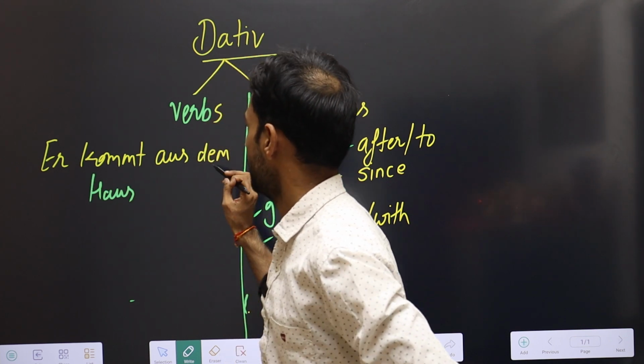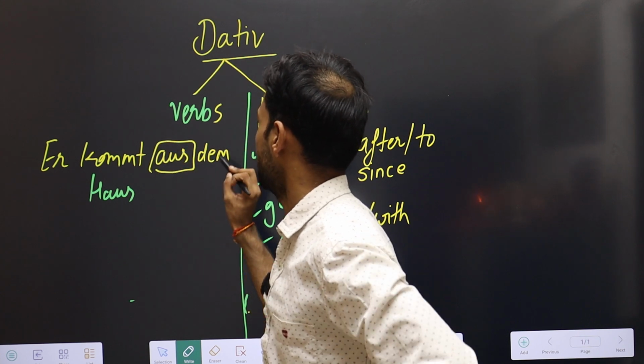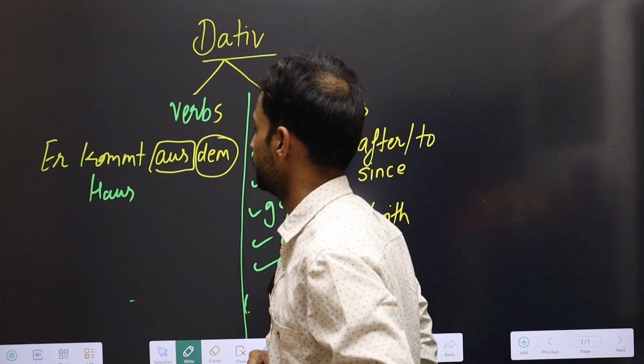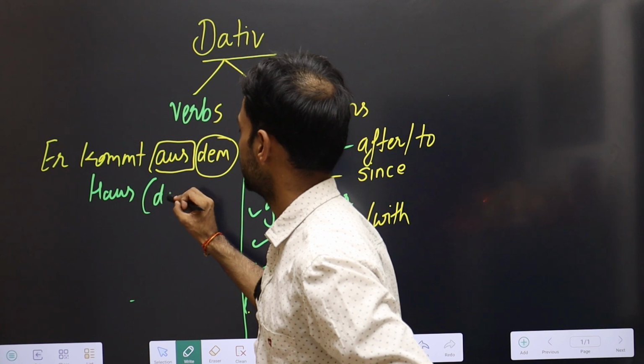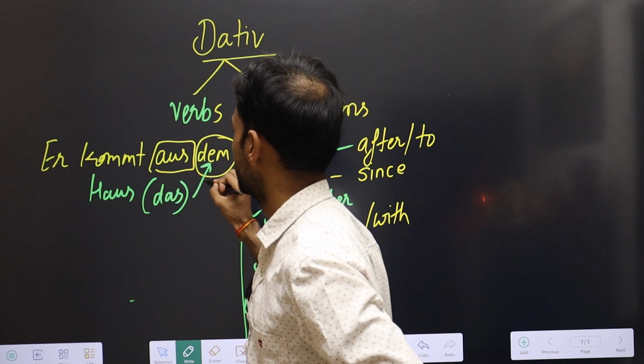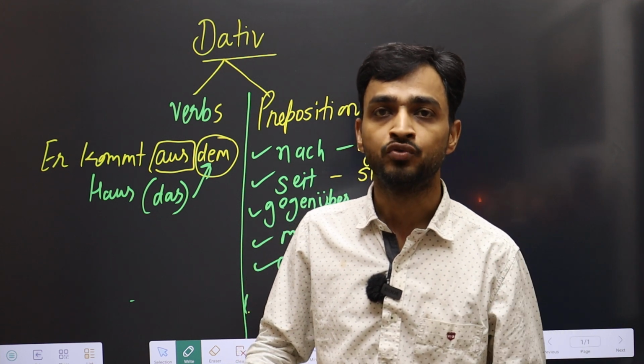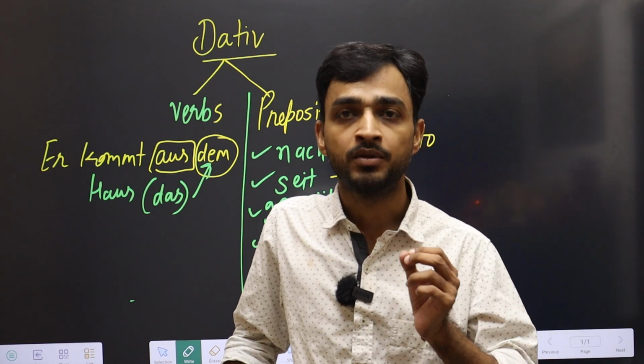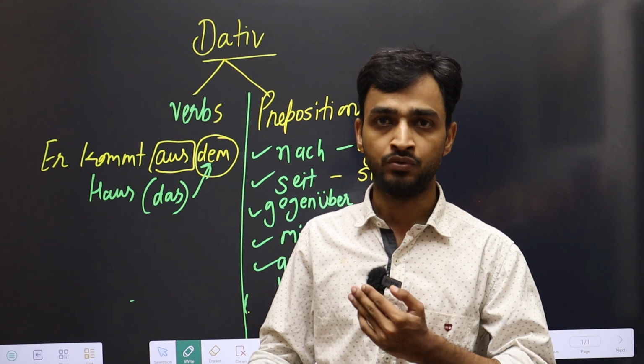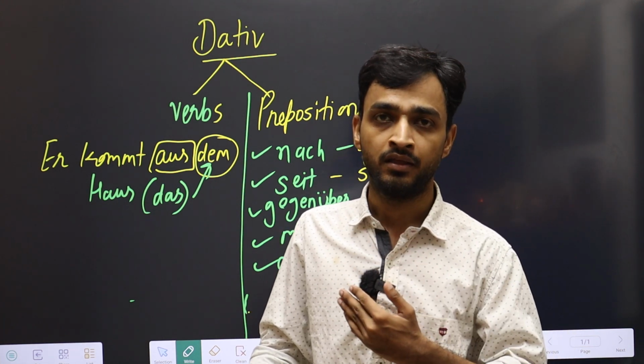So here again aus, because of aus this article gets changed, dem. Normally the article of house is das, but in dative it becomes dem. So here I have used the preposition aus. Kommt aus dem Haus. He is coming from the house. Okay, घर से वो बाहर आ रहा है.